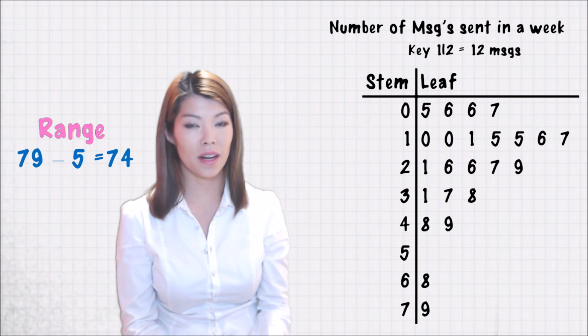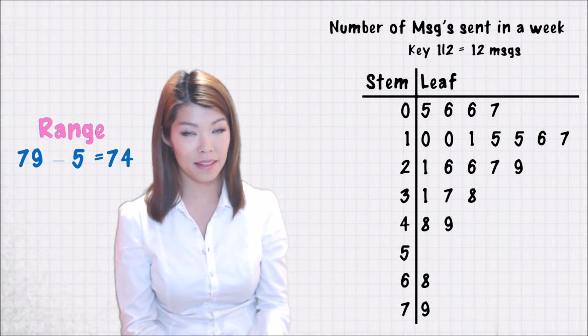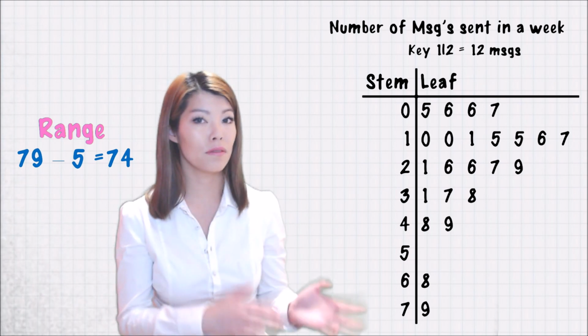For the interquartile range, we have to find the middle, which is the median, and then the middle of the bottom half and the middle of the top half.